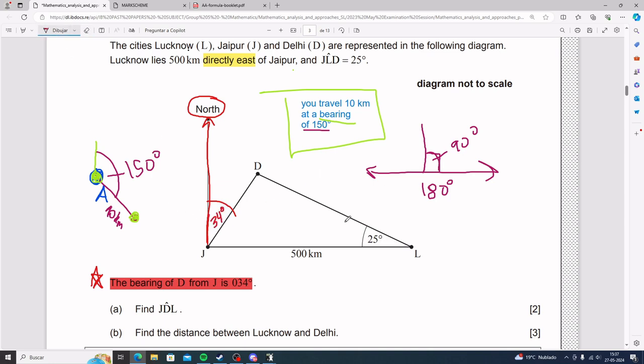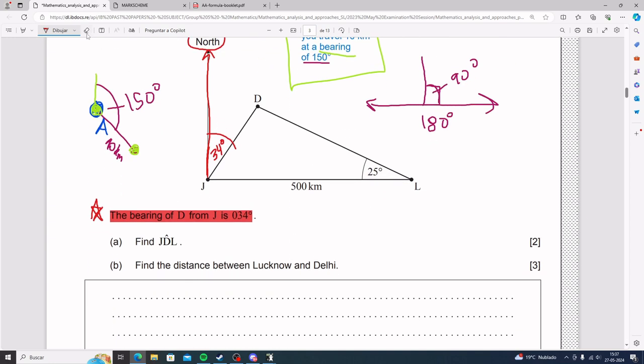And so now that we understand what bearing means, we can put it in our diagram, and suddenly part A becomes a lot easier. Part A is find JDL, with D having a little bit of a hat. Now when it has that little hat right there, it is asking for the angle. So basically it's angle D, with respect to J and L, because it's between J and L. And so it's the angle D that is right here. That is what they're asking for part A.